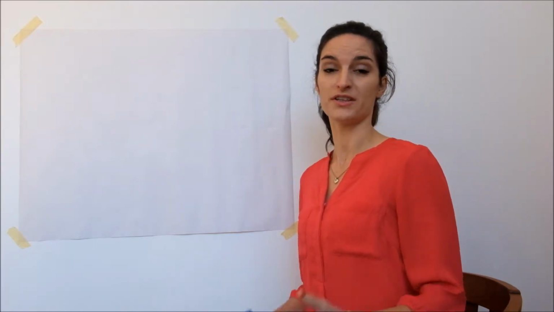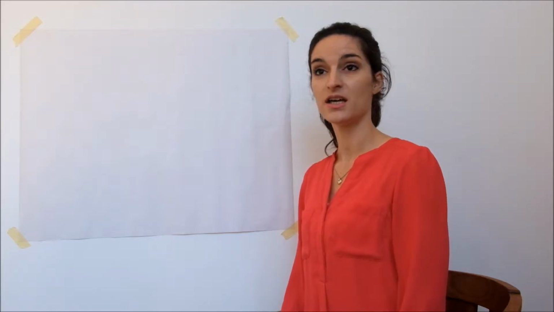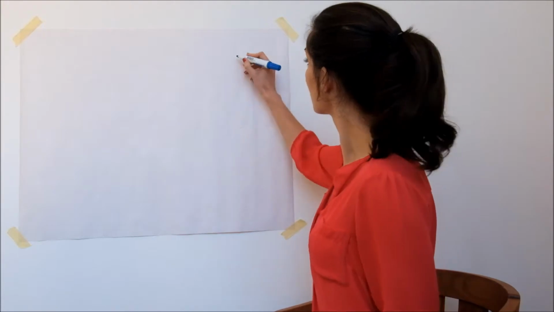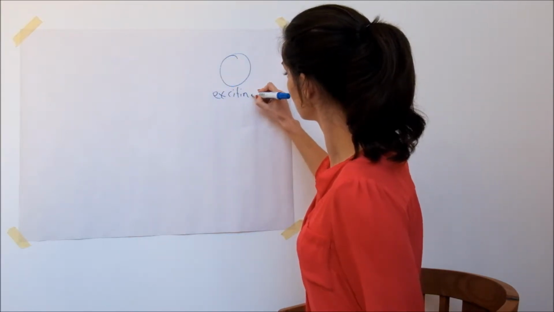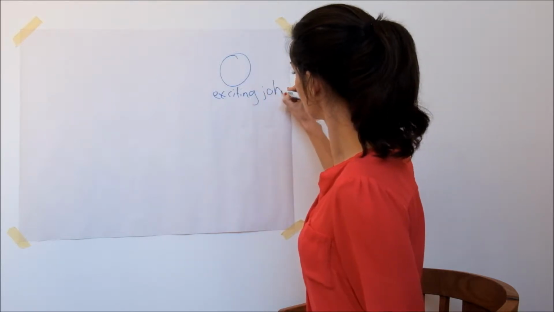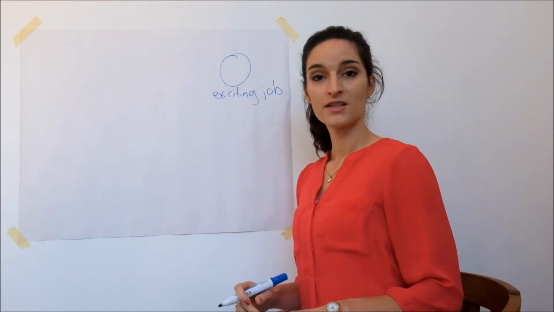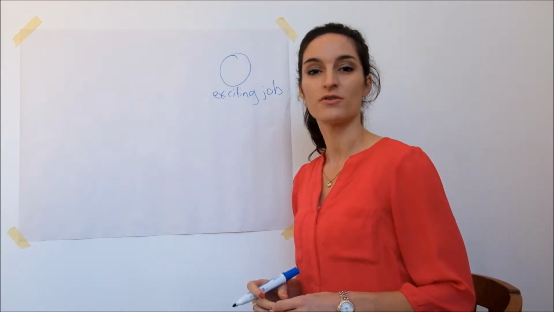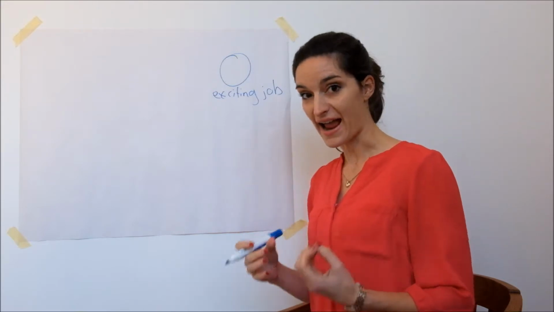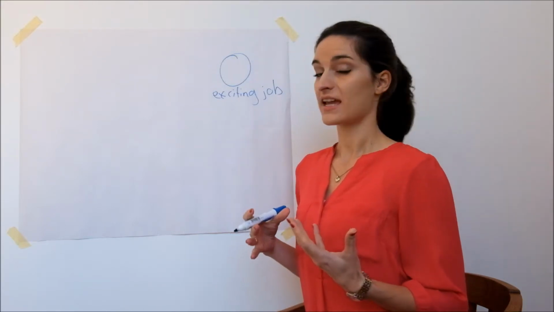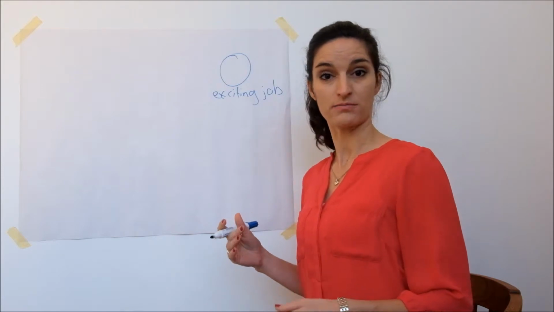So let me give you an example to make it a little bit more clear. An example of a goal that came out of your visualization might be an exciting job. You would like to have an exciting job. What is very important here also is that we attach a timeline to it. The more concrete you make your goal, the bigger the chance you actually really go for it. So in this case, we could say 2 months from now.